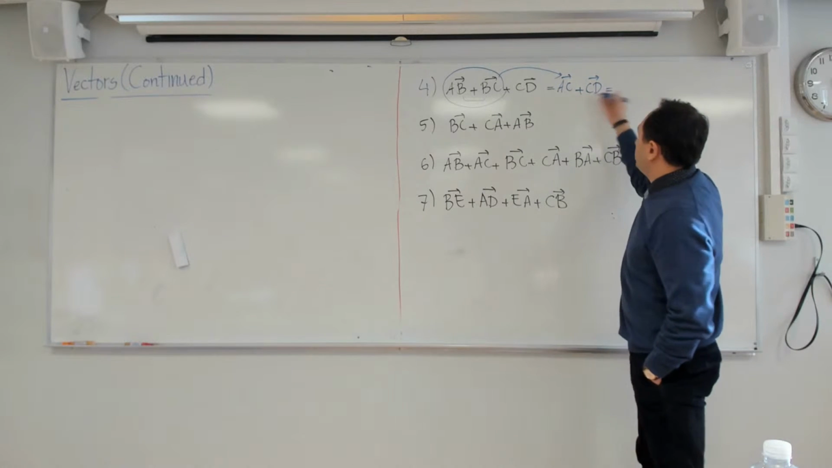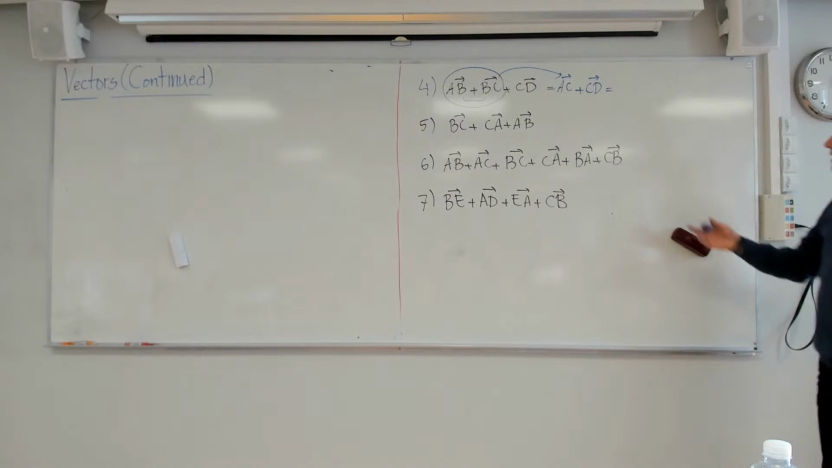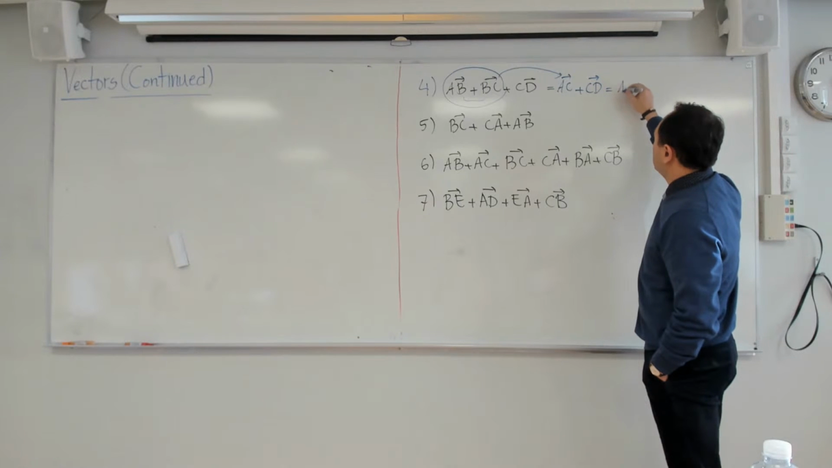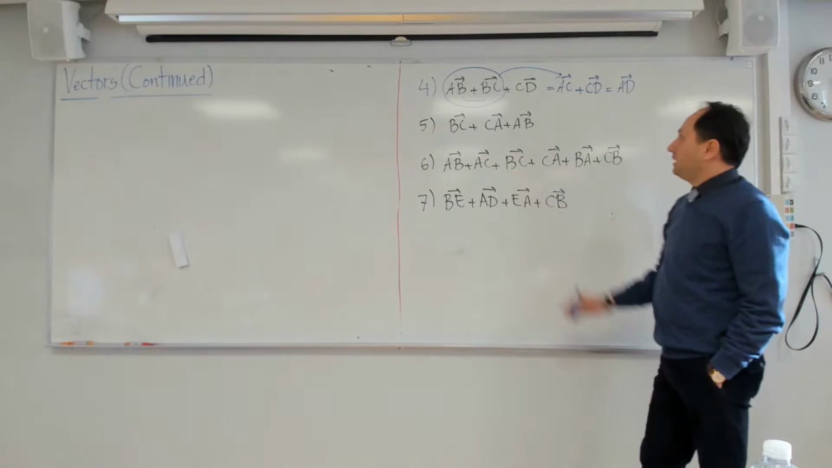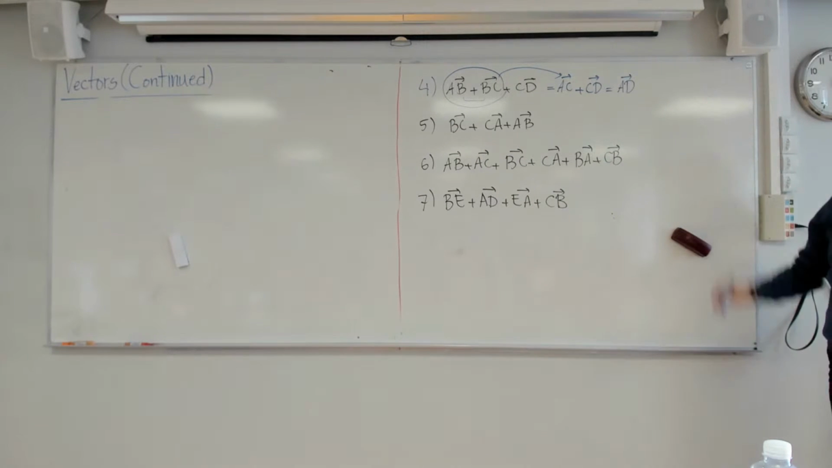Can I continue even more? Yes. Because there is another Chasles pattern, yes? So what I can do, I can eliminate this C, and what should I write? A, D. So you see, without referring to any pictures, you can immediately realize, if you draw that picture, the answer would be AD. Okay?